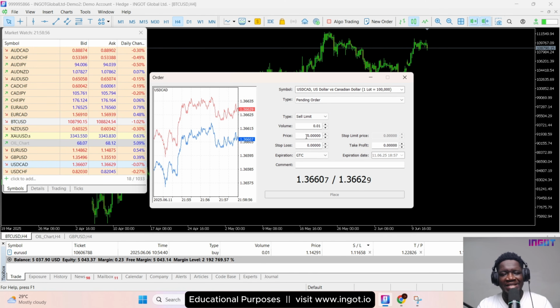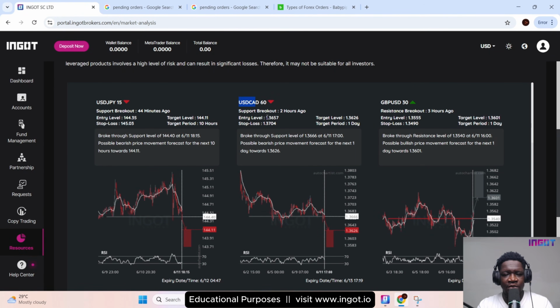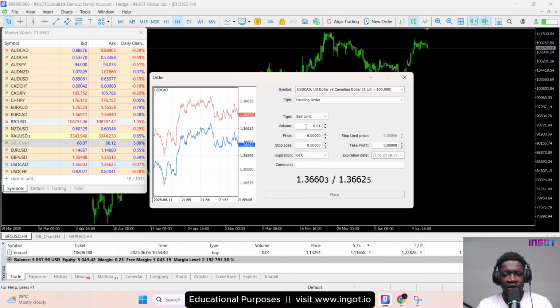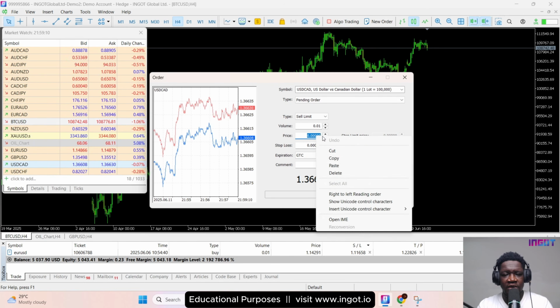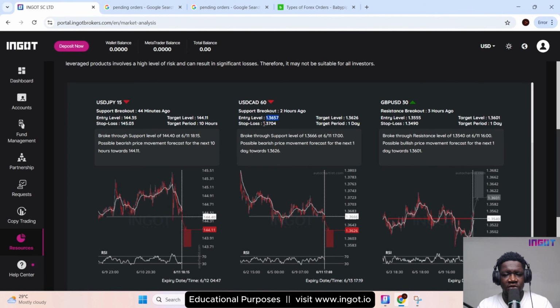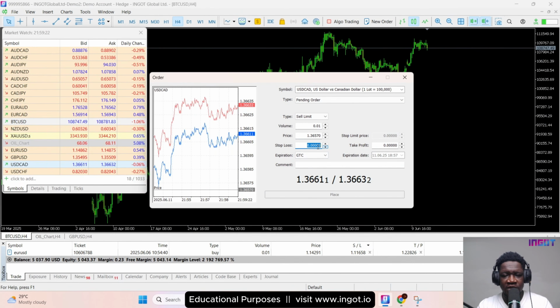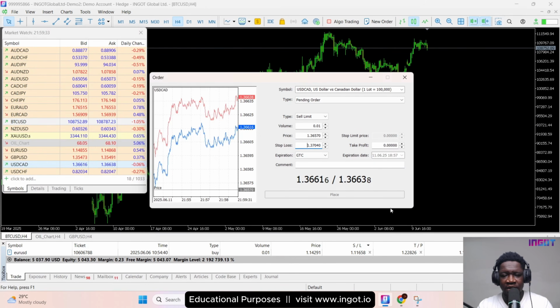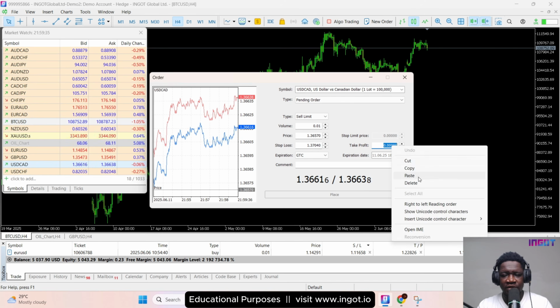Okay, the price: at what price do we want the market to sell for us? The price is 1.36. So that's the entry price. You can copy it and put it in here. Now let's look at the stop loss. If the trade doesn't go our way, where do we want to be taken out? Stop loss here, paste it, and take profit. We come here, that's our target. The target level is the same as take profit here. Come down here, take profit, paste.